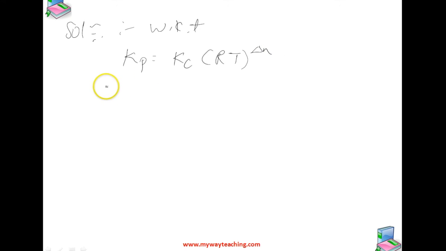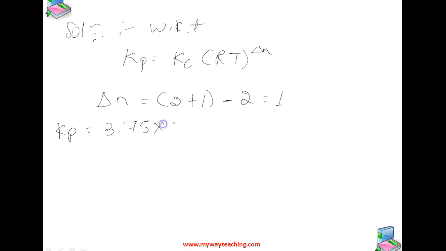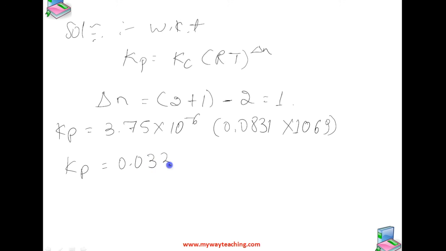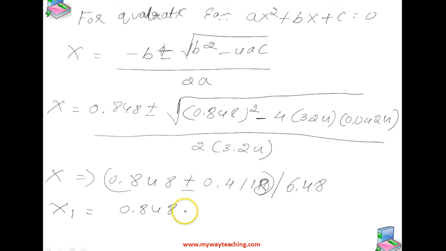Okay, we know that. I will write down the solution here. Kp is equal to Kc into RT, whole raised to delta n. For this one, delta n is equal to 2 plus 1 minus 2, which is equal to 1, and Kp is equal to 3.75 into 10 raised to minus 6 into 0.0831 into 1069, and Kp is equal to 0.033. This is the answer for this question.